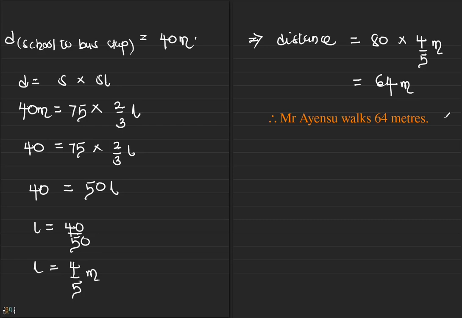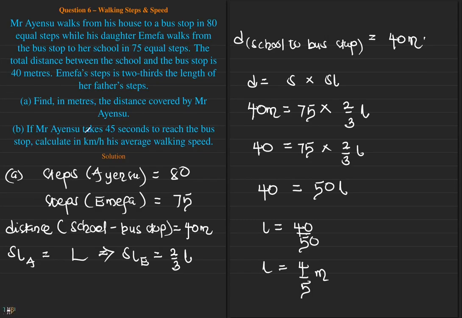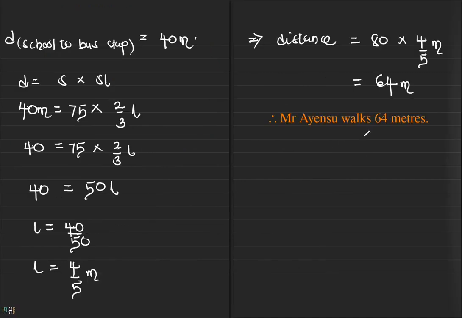Now let's look at the second part of the question. The second part of the question says, if Mr. Ayensu takes 45 seconds to reach the bus stop, you have to calculate in kilometers per hour his average walking speed in kilometers per hour. So at least we have his distance and we have the time he took. And the distance we had here is in meters, you see.